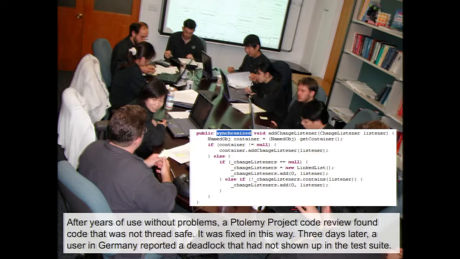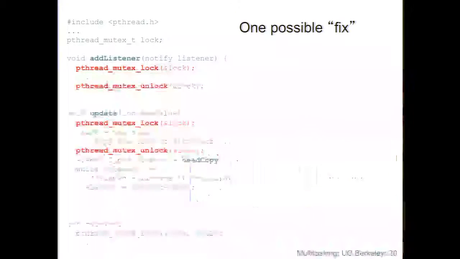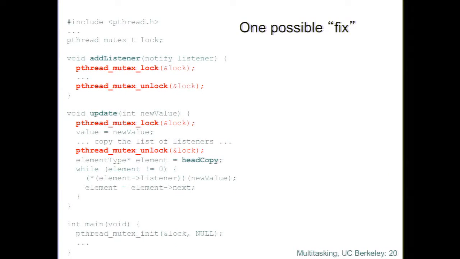So we said, oh, that's bad. Let's fix it. So it was written in Java, so we put in the synchronize keyword to the add change listener method. Three days later, we had an email on the mailing list saying, "This a weird deadlock I've never seen before." And, you know, he sent us the stack traces. And sure enough, exactly the scenario I just described had bitten this guy in Germany and caused his program to deadlock. Okay? All right. So how could we fix this?